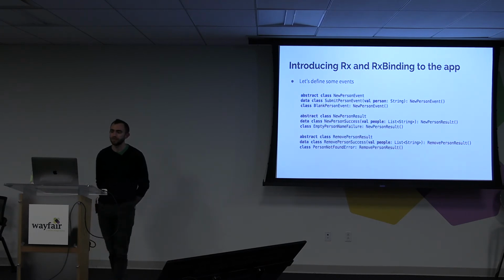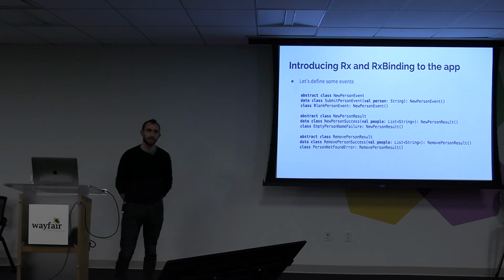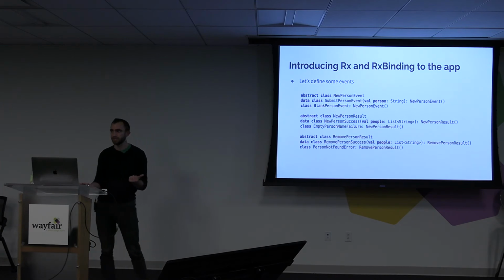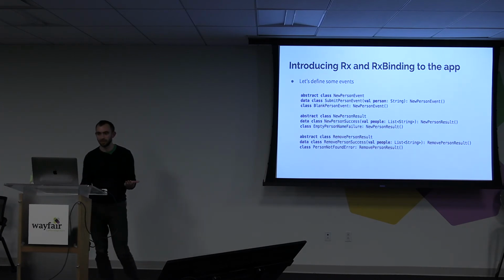We're going to have to define some events first. So the first event that we know is going to happen is Arya is going to create a new person. We know that that event is either going to be a submit person, which is going to have a name associated with it, or it's going to be an empty. It's not going to do anything.